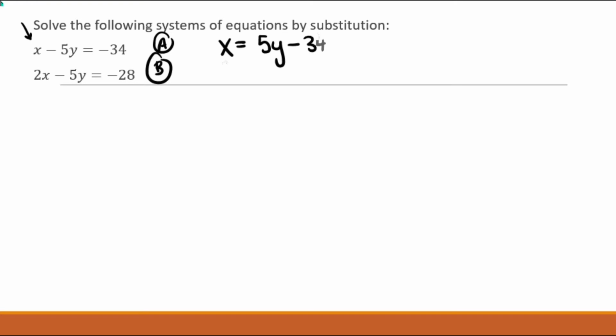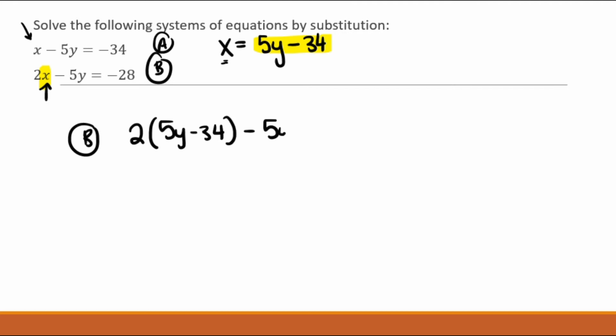I've got an x in the second equation that I can replace with this sentence, because that's what x equals. And if I'm going to have these two lines crossing, x and y are the same at that point, so it should work for both. So here we go. Looking at equation B becomes 2. Replace the x with 5y minus 34. Write down the rest of the equation as you see it.